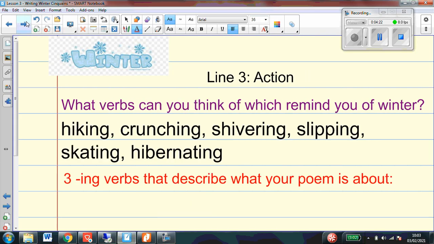Okay, super. So we're on to line 3 now. Line 3 is the action. So these are all our ing words. Now I need to choose 3 of these that I'm going to put within my poem. So I'm just going to have a reread of those actions I chose yesterday. And let's see which ones I'm going to include. Oh, I think one might have to be shivering. I like that one. Shivering.